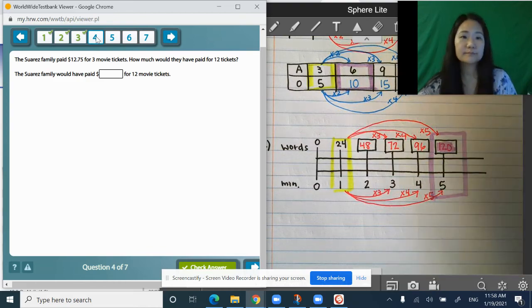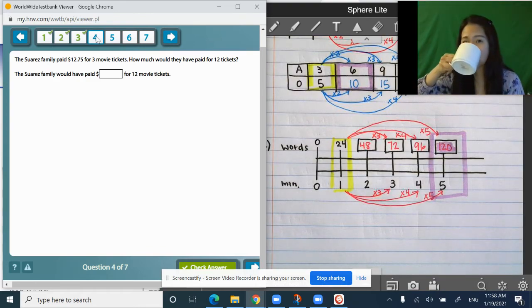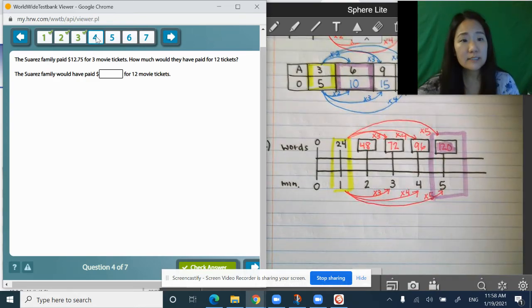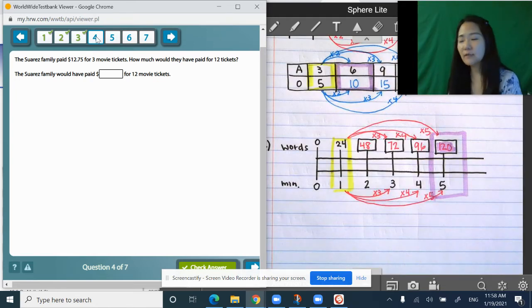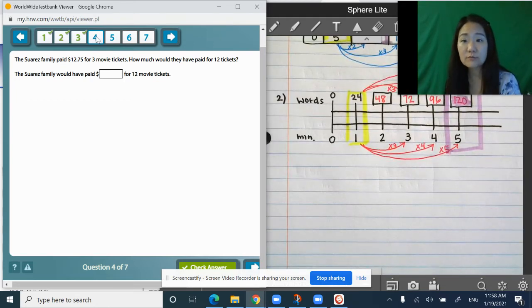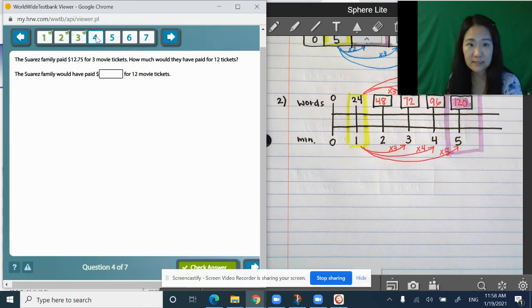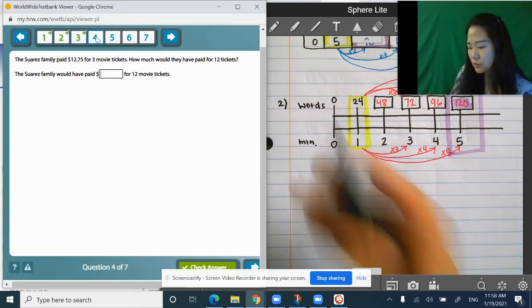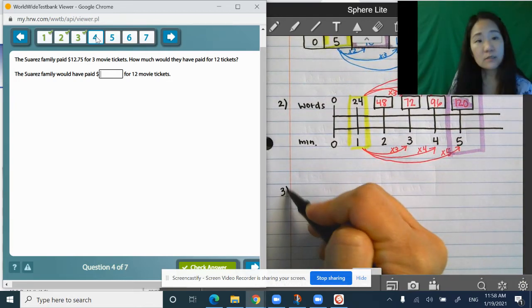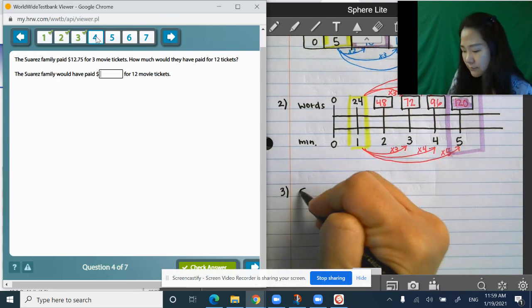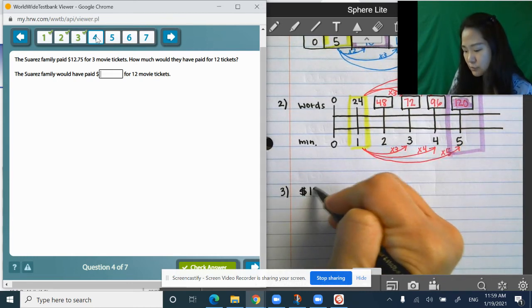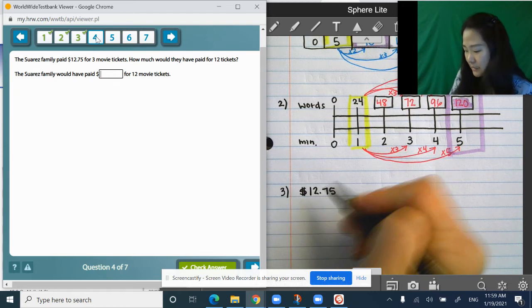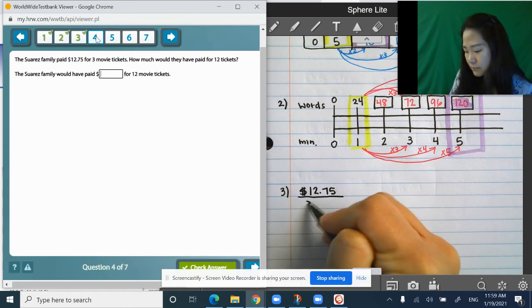Number 4. The Suarez family paid $12.75 for 3 movie tickets. How much would they have paid for 12 tickets? Okay, so this one I'm going to use equivalent rates. So first I'm going to write the rate for 3 tickets. $12.75 for 3 tickets.